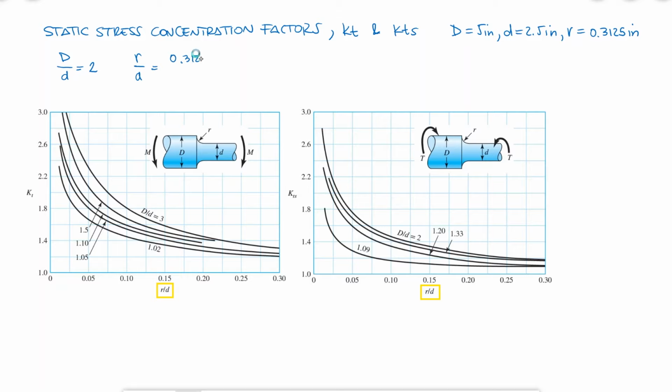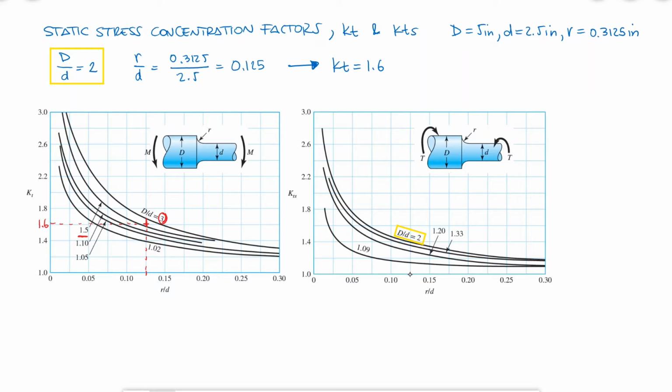For KT, a value 1/3 of the way from 1.5 to 3 for the D over d ratio would result in 1.6. For KTS, an x-axis value of 0.125 on the D over d curve of 2 would give me a value of 1.4.